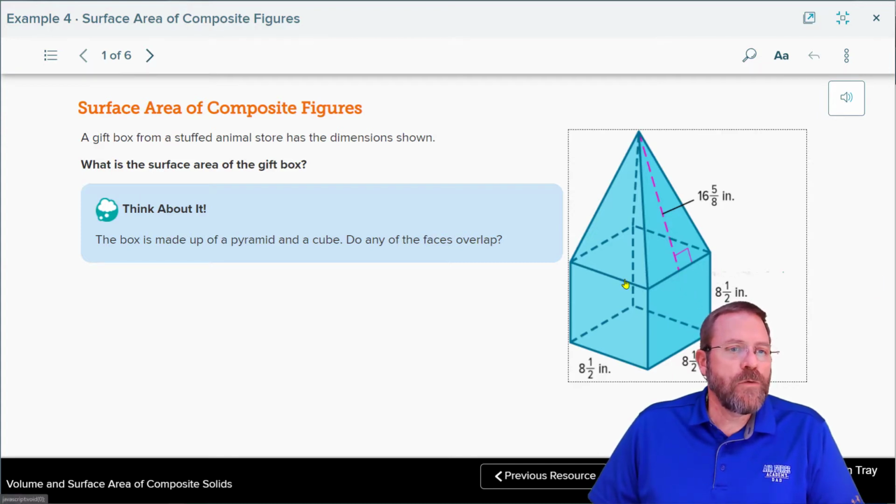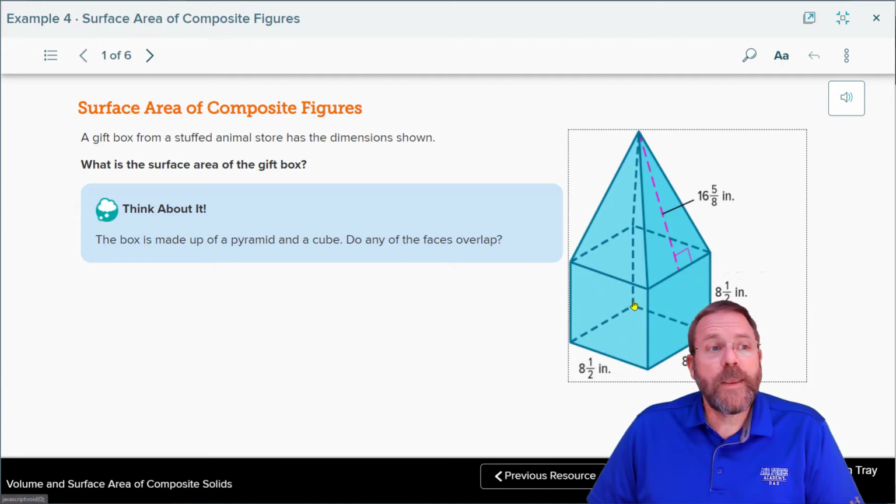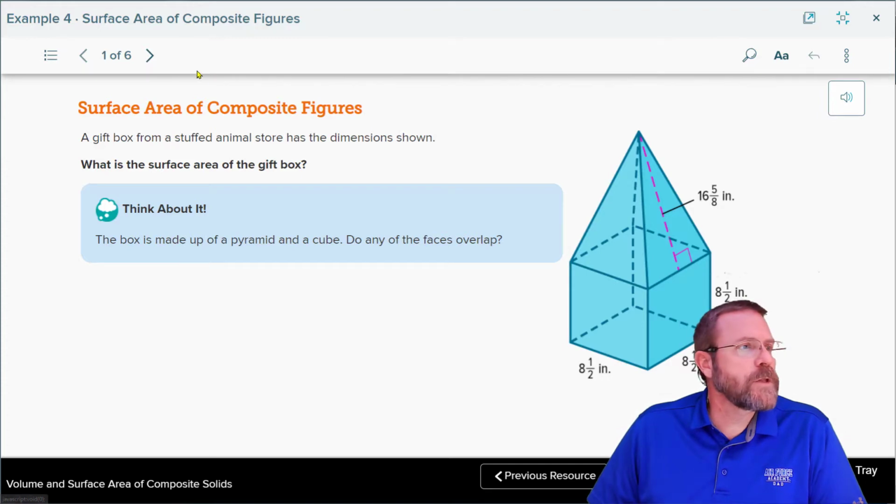Well, if you look at it, you've got a cube on the bottom, you have a square pyramid on the top. What do you have to find? You have to find the area of 5 sides of that cube, the 4 walls and the floor. And you have to find the area of the 4 sides of that triangular pyramid, but not the base. And then add all that information together.